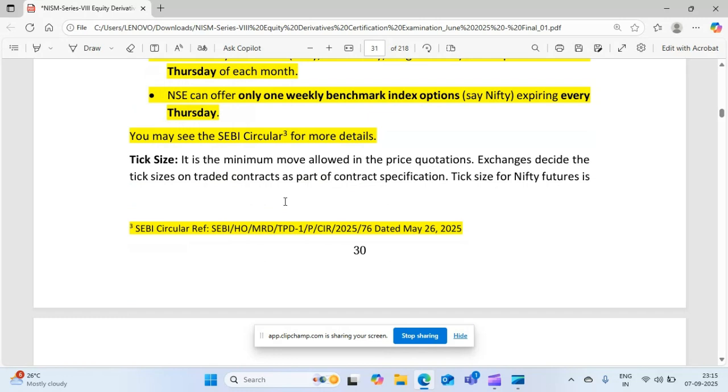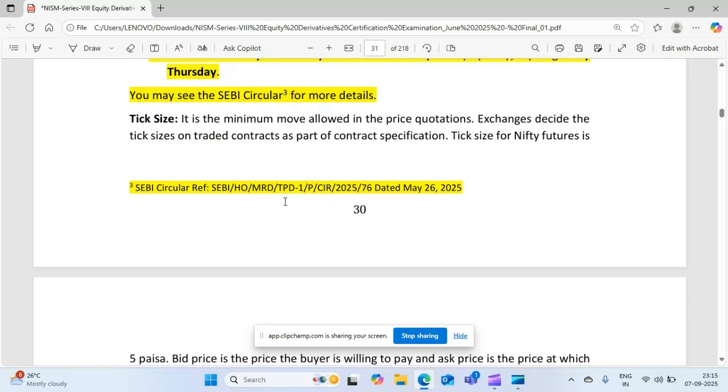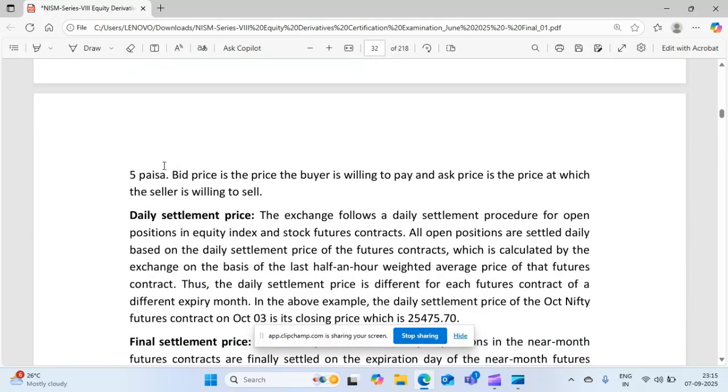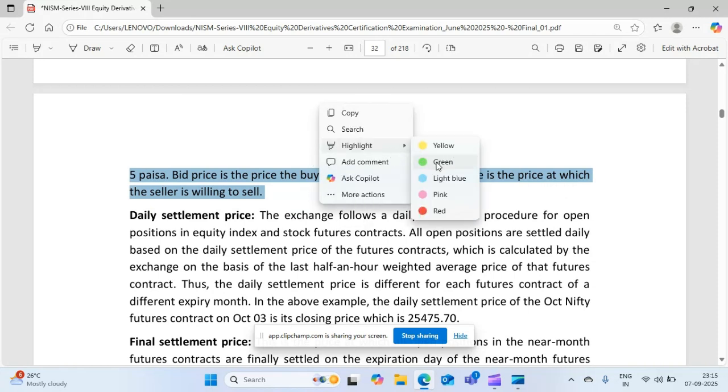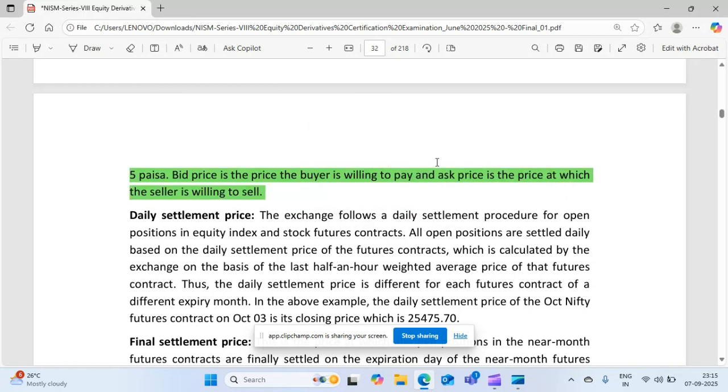Okay, there is a tick size. What is the tick size? It is the minimum move allowed in the price. Tick size for Nifty futures is 5 paise. So the bid price is the price at which the buyer is willing to pay, and the ask price is the price at which the seller is willing to sell. Now this is also an important concept that we must note, because many times in exams there is a question about this.